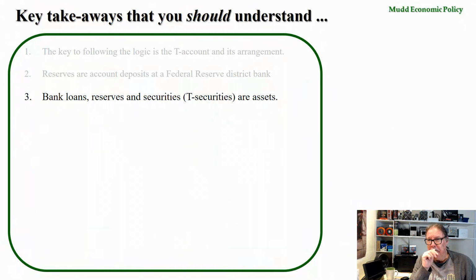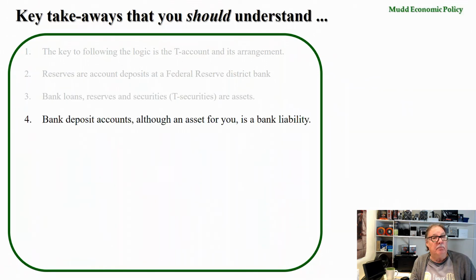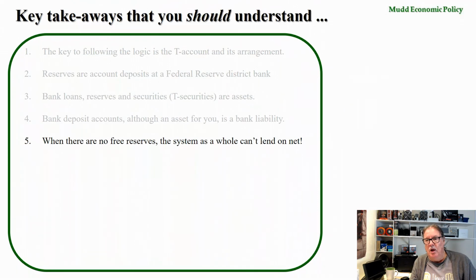Bank loans, reserves, and securities are assets for a bank. Bank deposits, although an asset for you, are a bank liability. So remember that separation between the two on banking. You have to do that to remember how this works. When there are no free reserves, the system as a whole can't lend on net. This is not saying that an individual bank can't lend, but the system as a whole can't lend on net.